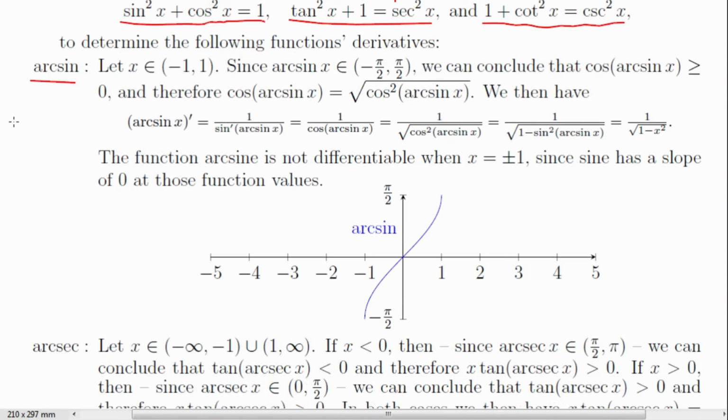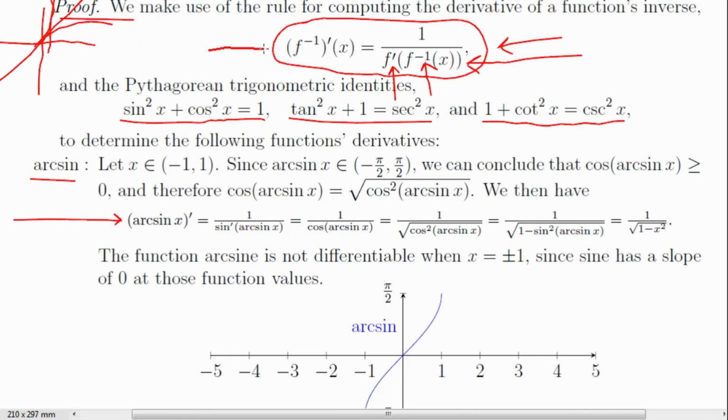Okay, but now we can get on with the computations for the derivative of arcsine of x. First thing we can do is use our formula here, and we get this. In other words, f is here just sine, and so we're taking f prime, so sine prime of f to the negative 1, that's the inverse, and that's what we're actually talking about here, arcsine of x, right? So we've just subbed that in here, 1 over sine prime of arcsine of x.